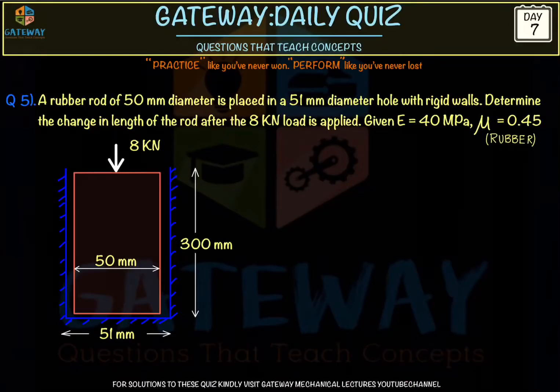Next we have question 5. A rubber rod of 50 mm diameter is placed in a 51 mm diameter hole with rigid walls. Determine the change in length of the rod after an 8 kilonewton load. See here the load is a compressive load along the length. So 8 kilonewtons load is applied. Given Young's modulus E is equal to 40 megapascals, and the Poisson ratio for the rubber is 0.45. So for the rubber, the following data were given. Young's modulus is 40 megapascals and the value of mu is 0.45, right?